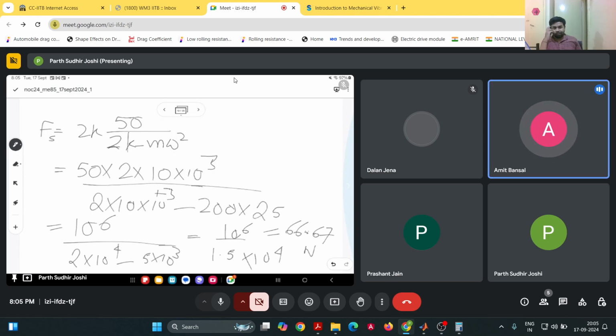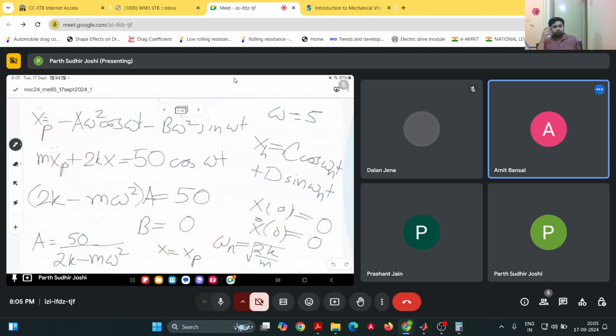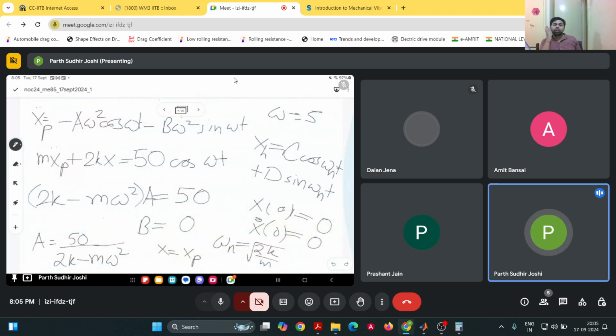Sir, what is meant by XH? What is the full form of XH? Yeah, so this is the solution to the homogeneous differential equation, which is m x double dot plus that, with the right hand side being 0.